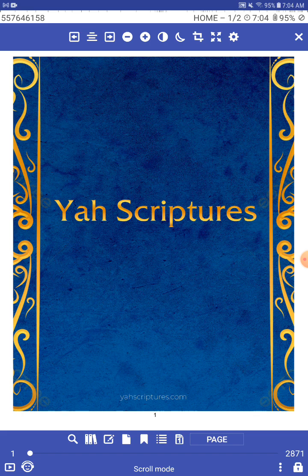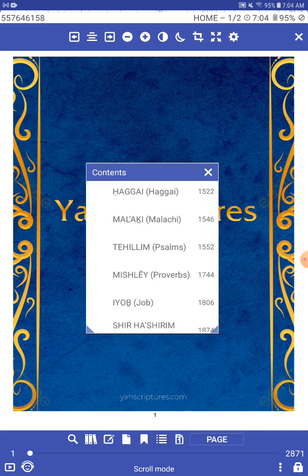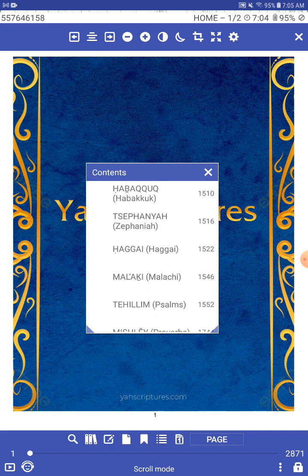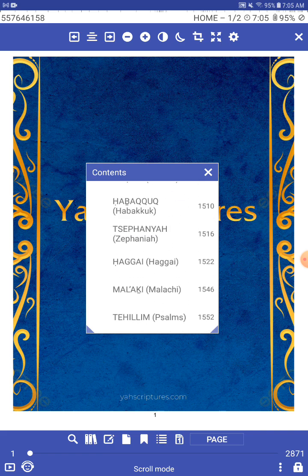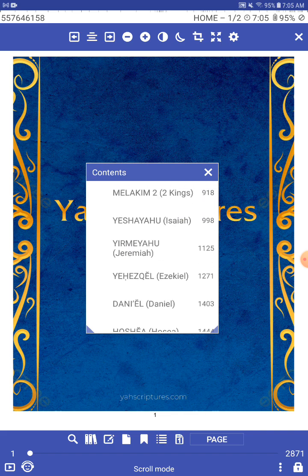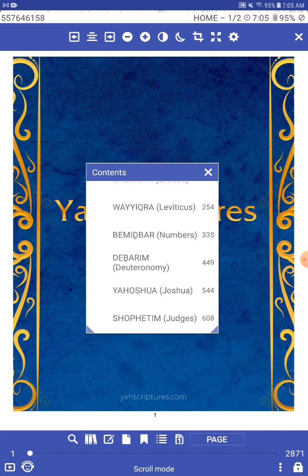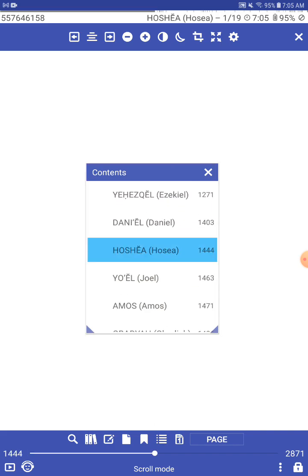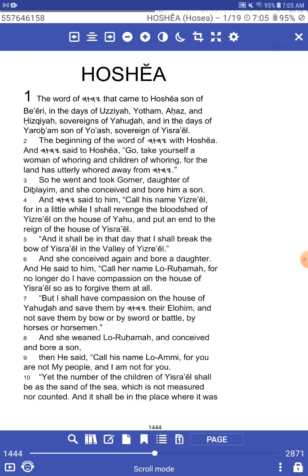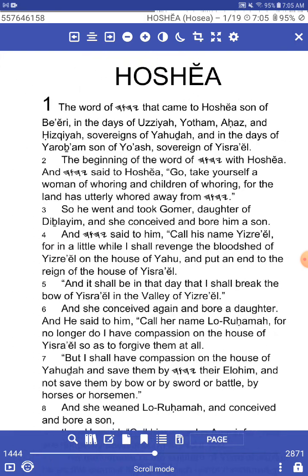Now, we are going to be going into the bookmarks right here, and I'm going to be going into the book of Hosea, which is right over... I missed it, didn't I? Hold on. Right after Daniel. There it is, Hosea. Right there. And so we have Hosea. And so let us begin into the book of Hosea.